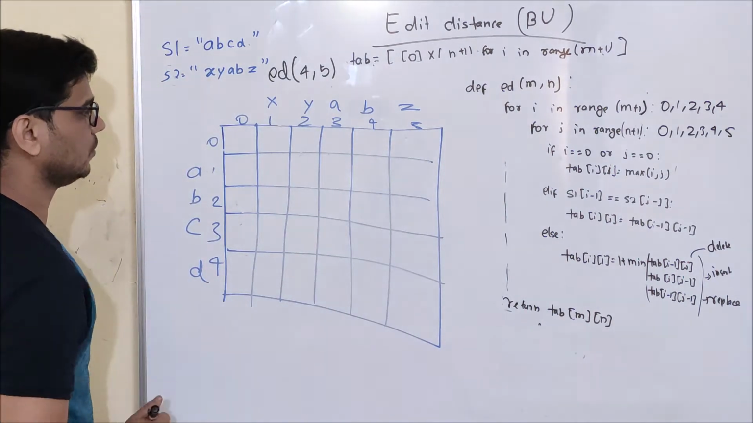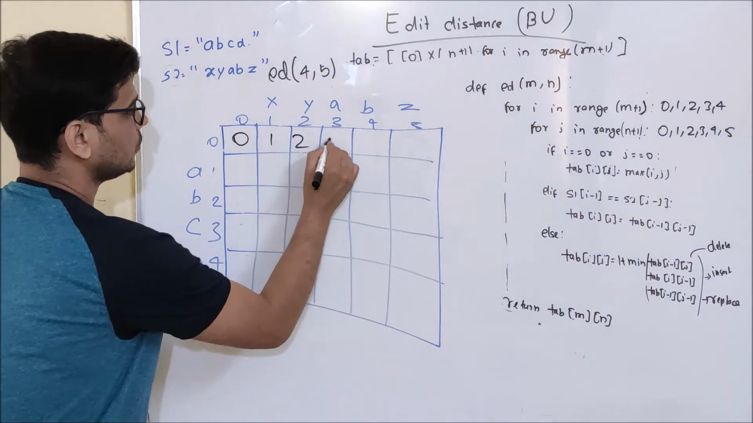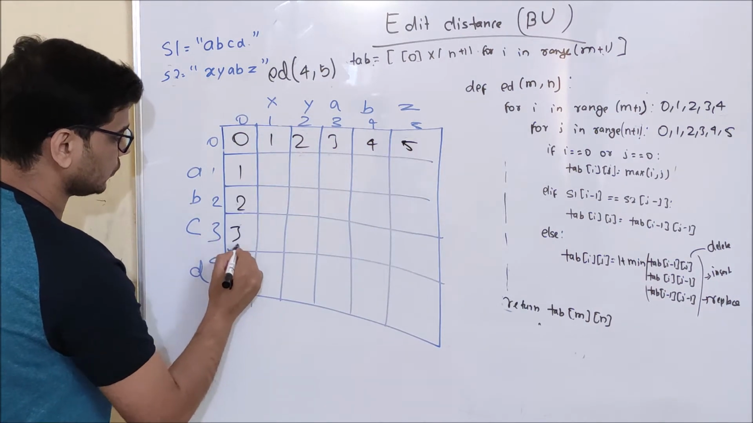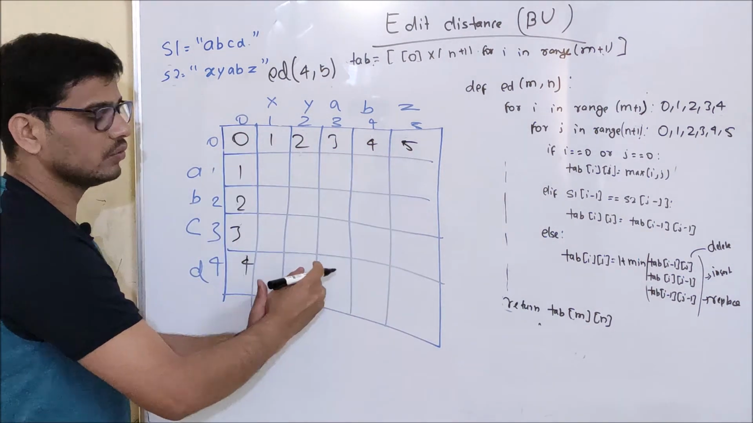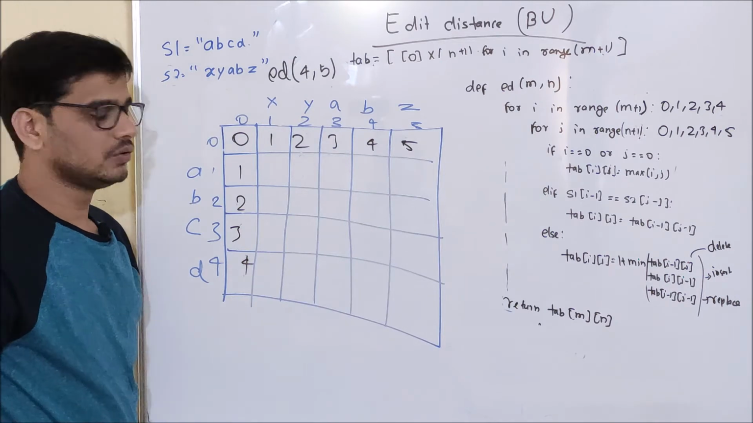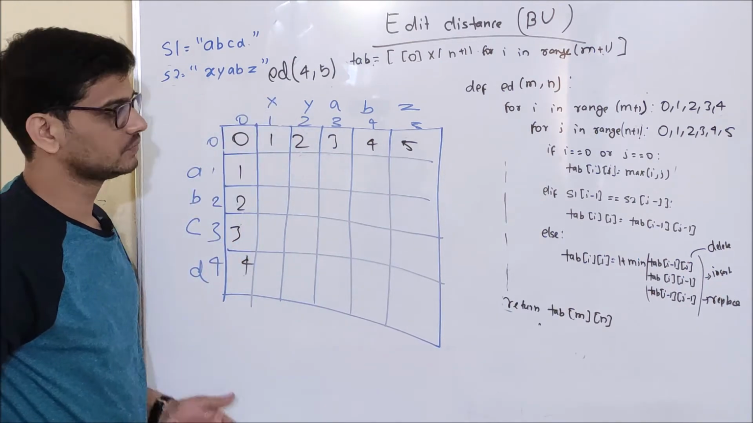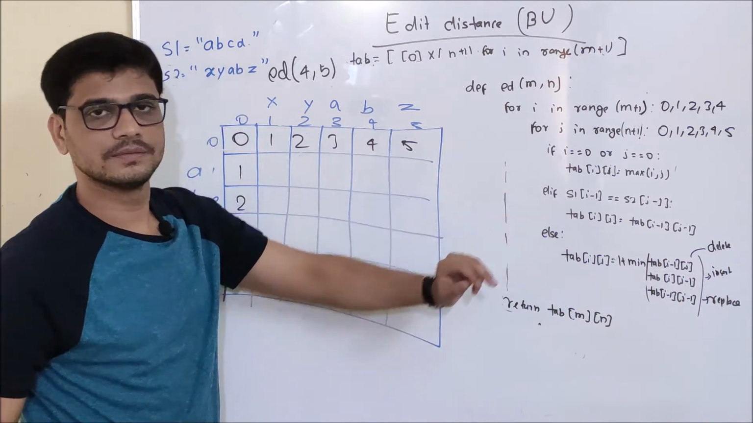So this is what I will do now. So 0, 1, 2, 3, 4, 5. Here also 1, 2, 3, 4. Now let's see how the remaining parts will be filled. So first of all, I will match these two characters. That is this thing. Okay.